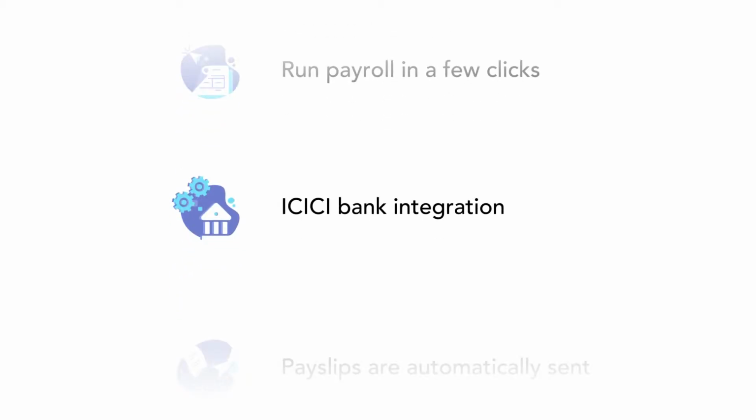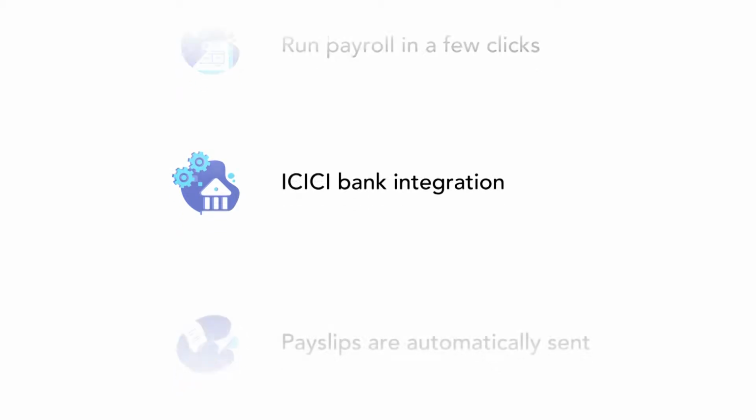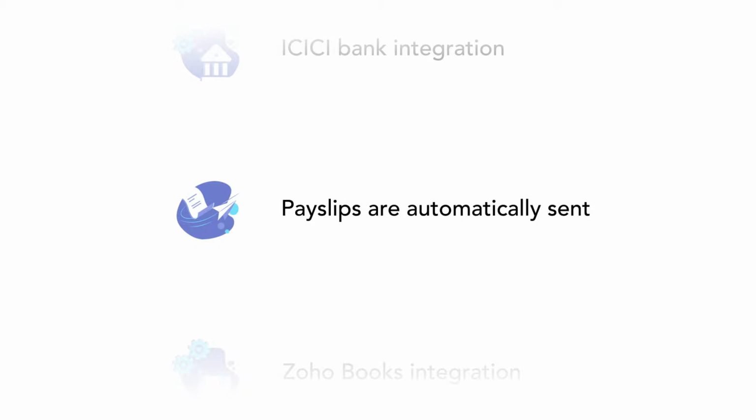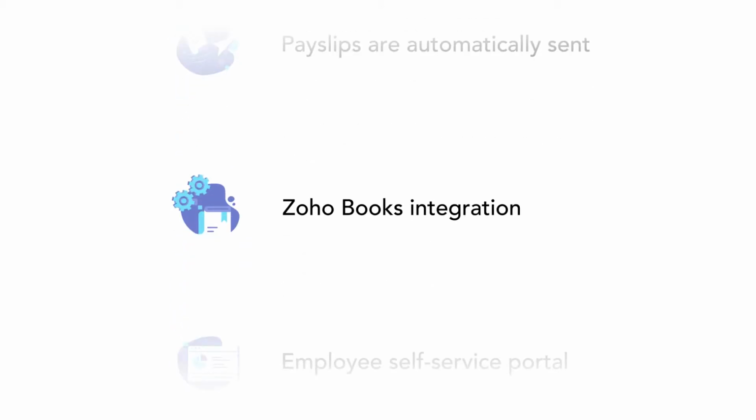You can pay your employees directly from within the app with ICICI bank integration. Employee payslips will be automatically generated and sent across to them. Corresponding accounting entries are posted automatically within Zoho Books.